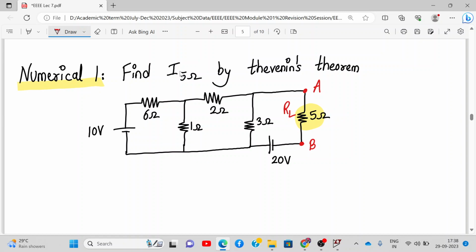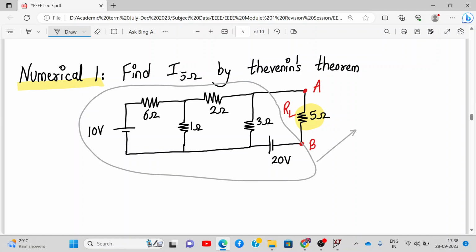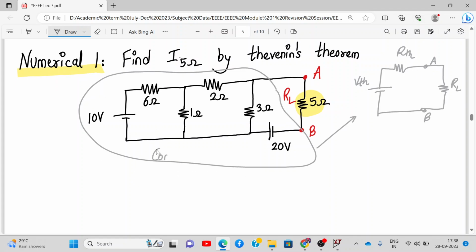We need to find the current through the 5 ohm resistance by Thevenin's theorem. So what was Thevenin's theorem? We replaced the complex network. This is my complex network, with output terminals A and B connected to RL. This complex network will be reduced to a single voltage source Vth in series with a resistance Rth, connected between the points A and B. Once you find Vth and Rth, you connect back your RL and then you can find the current flowing through RL. That is what we need to do. So this is the concept.